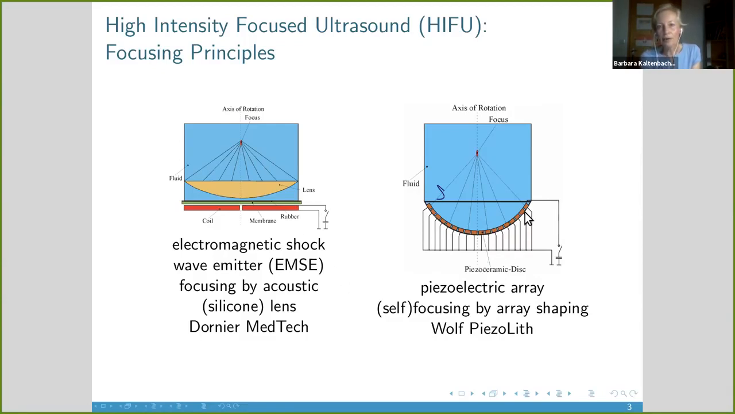Another principle of focusing comes by this kind of bowl-shaped piezoelectric array. So this is an array of piezoelectric transducers that can be excited separately in principle. And by this, and also by the shape of this array here, focusing takes place. So also the light blue region is the one where nonlinear wave propagation takes place.